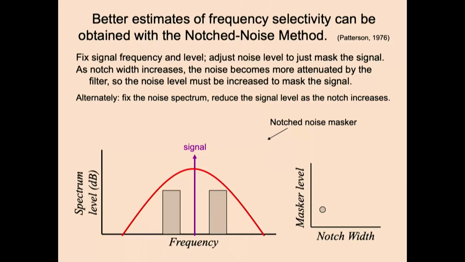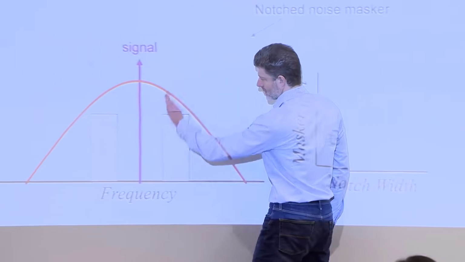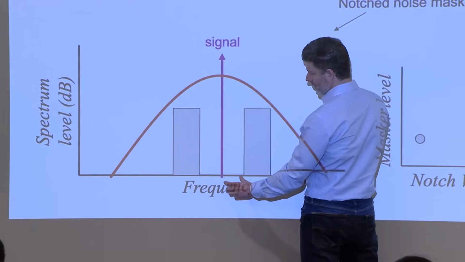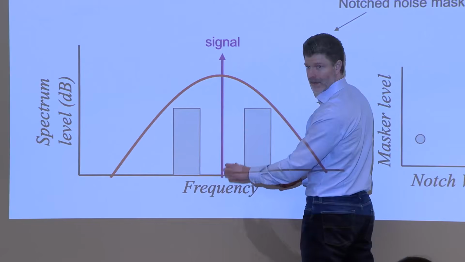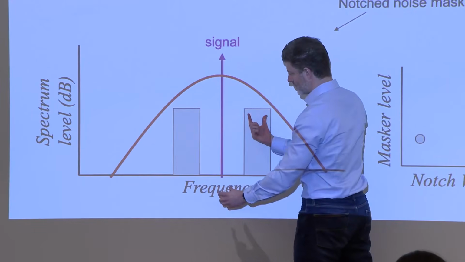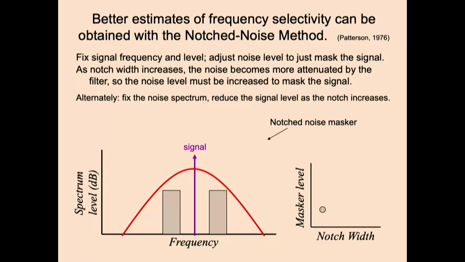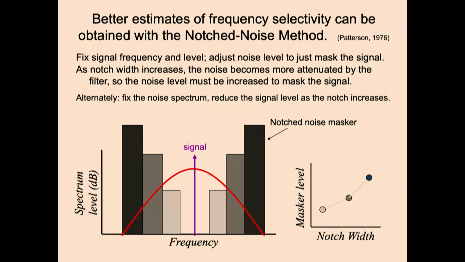The standard modern method for getting estimates of frequency selectivity is what's called the notch noise method. So the idea is what's shown here. You're still trying to detect a signal, but now instead of having noise that has a continuous spectrum, the noise has a notch in it. So you're supplying frequencies here and frequencies here, and then you can change the position of the bands of frequencies, so you can compare this to this to this.